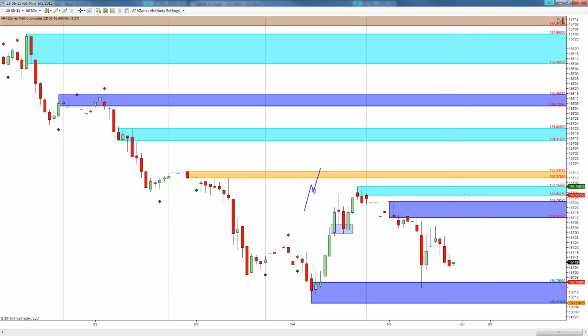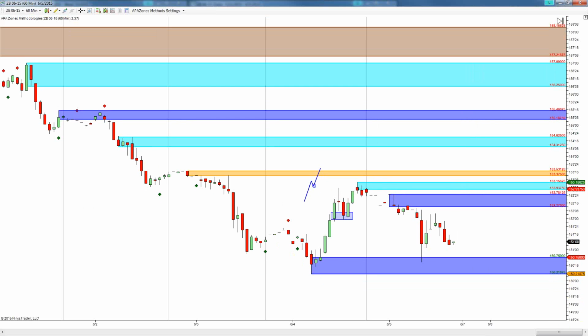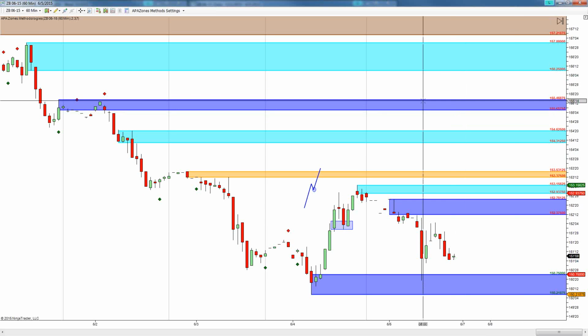Okay, so those levels are interesting. Just because the zone's there, does it mean that price is going to turn there? Absolutely not. Absolutely not. These levels, we need to take them into consideration with the trend. What is the trend doing? Okay.